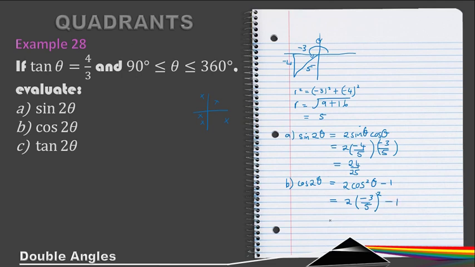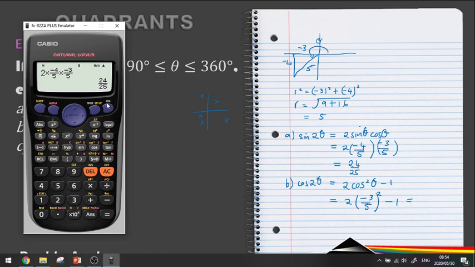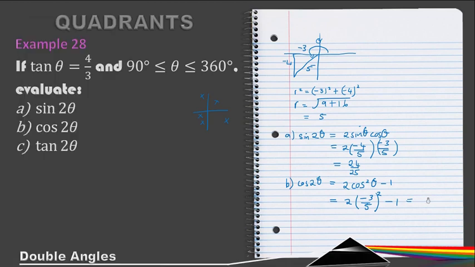And once again, I can just put this into the calculator. I'm just going to do it here. So I have 2 times negative 3 over 5, and that's all squared, minus 1. So negative 7 over 25.